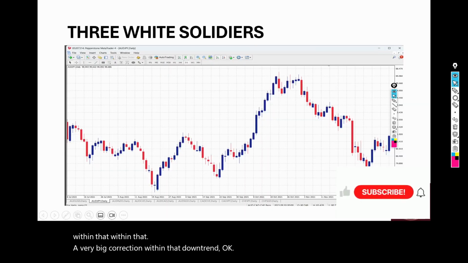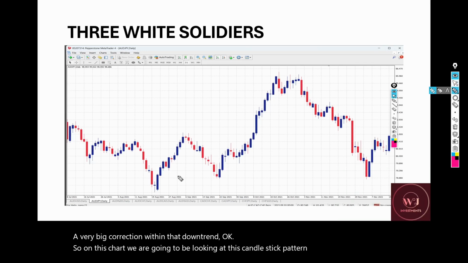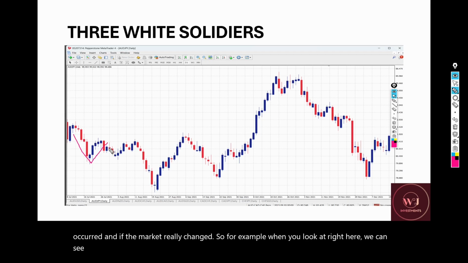So on this chart, we are going to be looking at this candlestick pattern to see where they occurred and if the market really changed. So for example, when you look right here, we can see that we are coming from a downtrend. Okay, we can all see that.